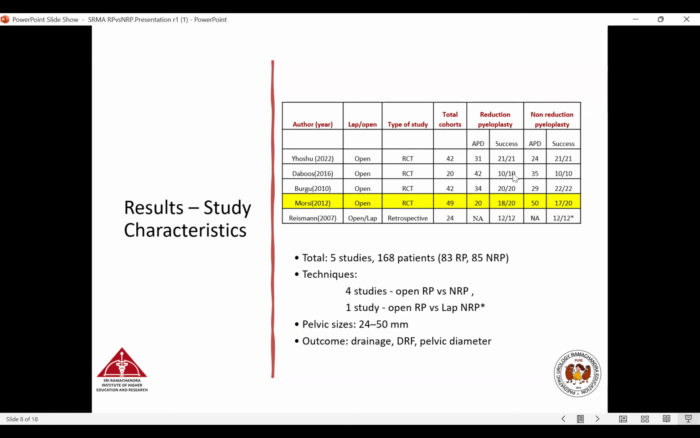The others are comparing 10 and 10, 20 and 20, 20 and 20, and 12 and 12. So this is the problem we are facing here. Although there are only 5 papers, each paper is comparing only a small number of patients. Now, when you look at the failure rate of pyeloplasties, it is like 5%.